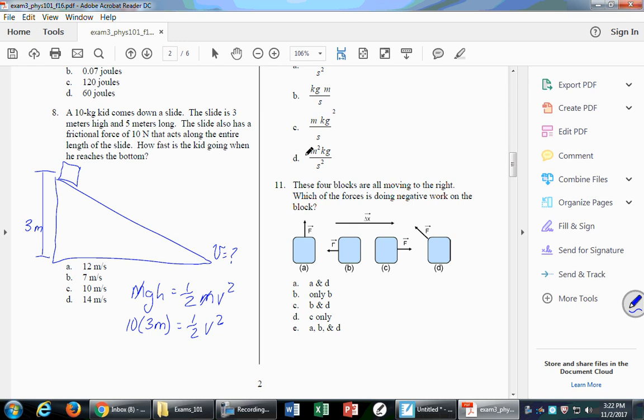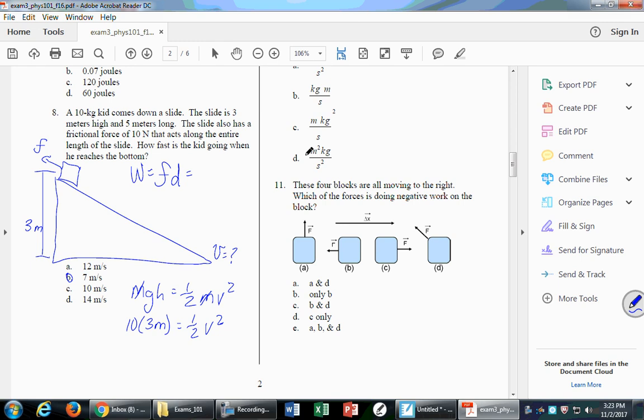All right? But our speed is actually going to be less. So we could go ahead and pick it. It's actually going to be B. B's the answer for 8? Yeah, because I know the speed has to be less than 7 point something. Because as this kid slides down the slide, there is a frictional force that takes away energy. And the amount of energy that it takes away is the work done by that frictional force times the distance. The frictional force times the distance.